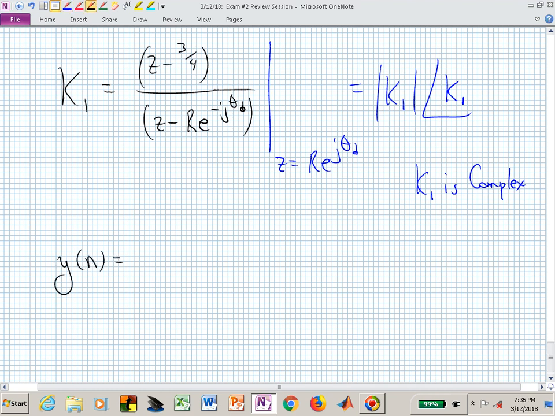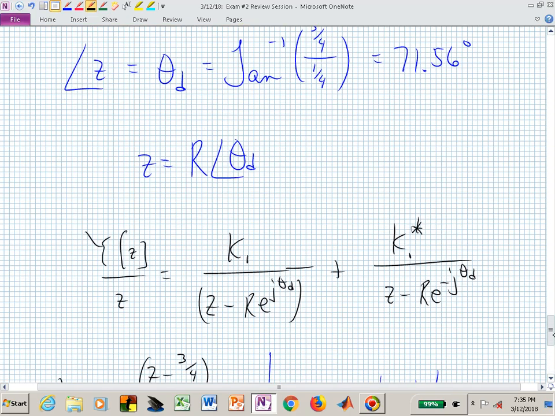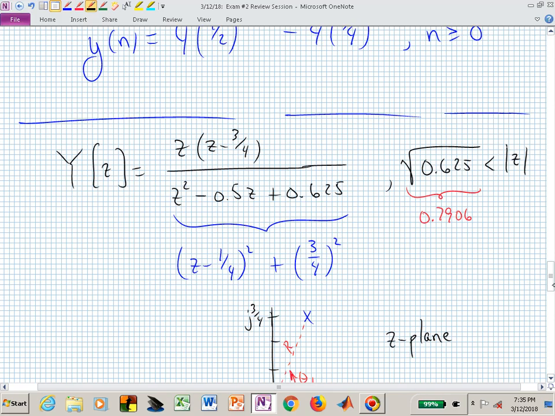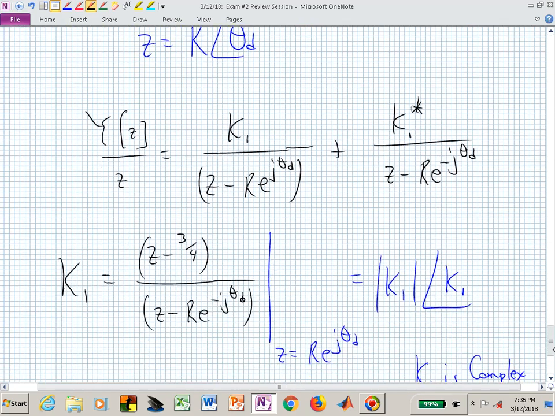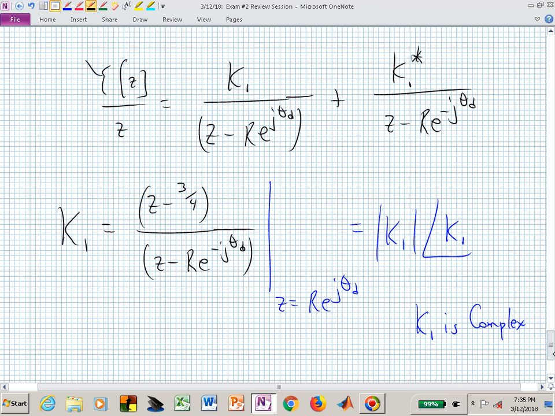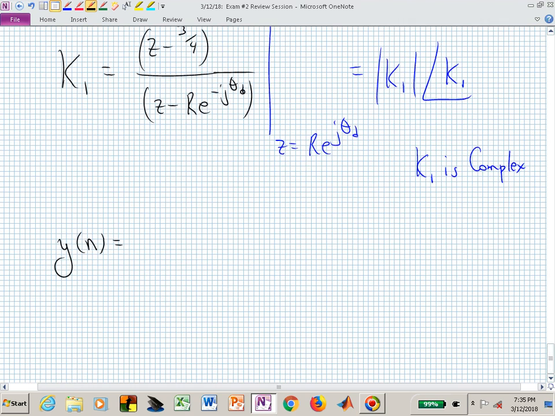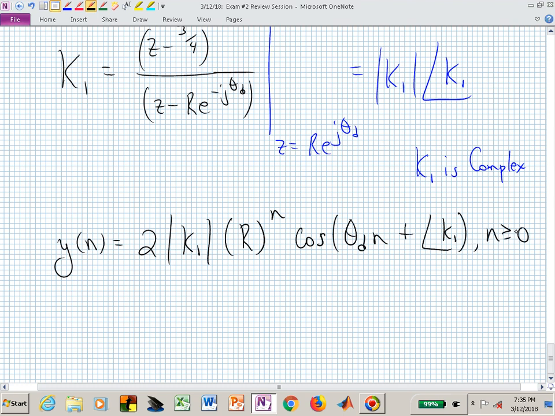And now I can immediately write down, once I know K1, and that's the only thing in this expression making up Y of Z, y of n is 2 times the magnitude of K1, r to the n. R was the radial distance that pole was away from the origin, cosine of theta sub d n, that's the radians per sample, that's the theta sub d that we had before, plus the angle of K1, and that's for n greater than or equal to 0.